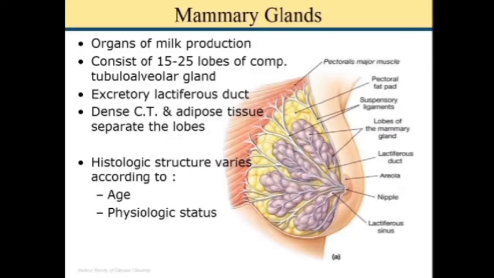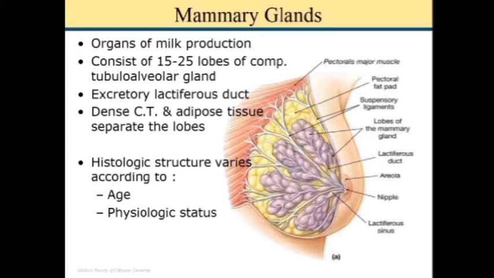Mammary glands, these are the organs of milk production, and it consists of 15 to 25 lobes of compound tubuloalveolar glands. There are lactiferous ducts. The mammary glands are specialized cutaneous glands lying within the subcutaneous tissue, and mammary glands are present in both sexes but develop only slightly during childhood. At puberty, these glands enlarge rapidly in the female but very slowly in the male.